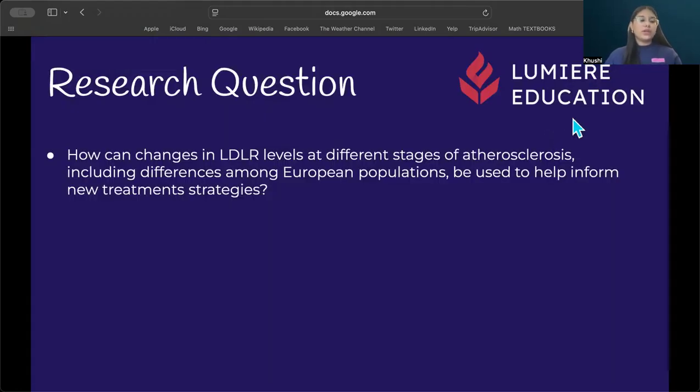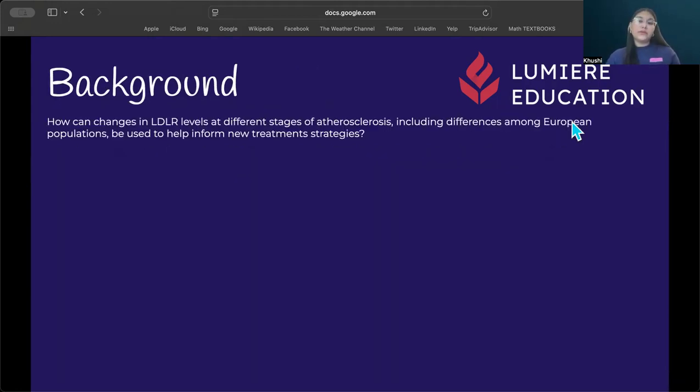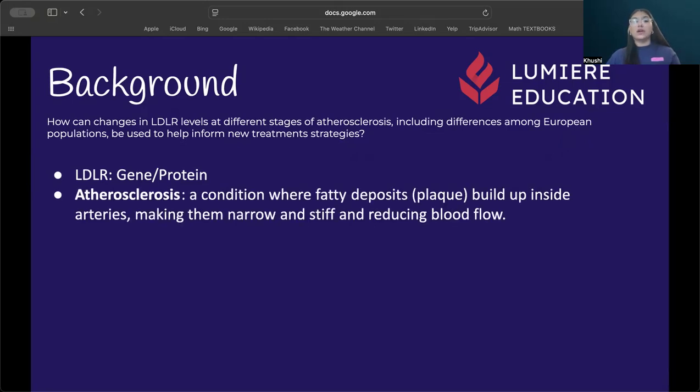My research question was how can changes in LDLR levels at different stages of atherosclerosis, including differences among European populations, be used to inform new treatment strategies? On the next slide, I have a little bit of background regarding my research question so we can make it easier to understand. I first mention atherosclerosis and LDLR.